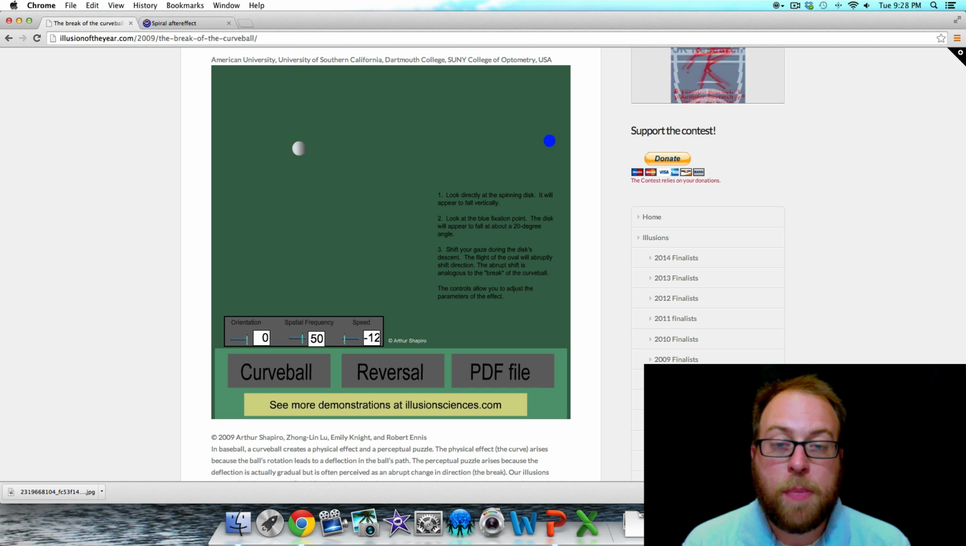On its next pass, what I want you to do is take a look at the blue dot and watch the spinning ball from out of your periphery. What you should notice is that the ball appears to drift from right to left at about a 20-degree angle. Now, as the ball passes this time, shift your perception back and forth between the spinning ball and the blue dot on the right. The ball should appear to jump suddenly to the left.